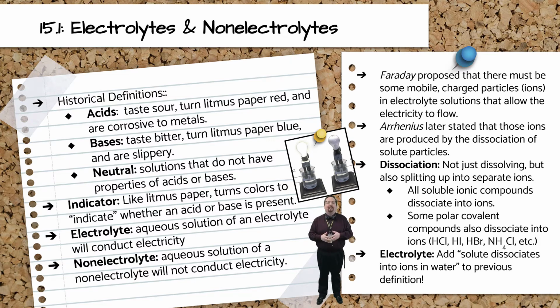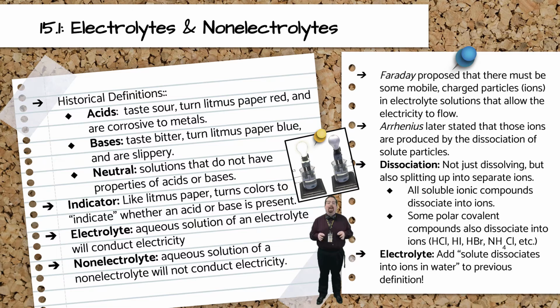A few decades later, a Swedish chemist named Svante Arrhenius took that definition a little bit further and said that Faraday's ions were produced by the solute particles in a solution, not just dissolving, but dissociating into ions. Dissociation is when solute particles split up into their separate ions. For example, our sodium chloride would dissociate into sodium cations and chloride anions. The sugar molecules only dissolve into individual sugar molecules. They don't split up any further than that into charged particles. This explains why salt water can conduct electricity, but sugar water cannot.